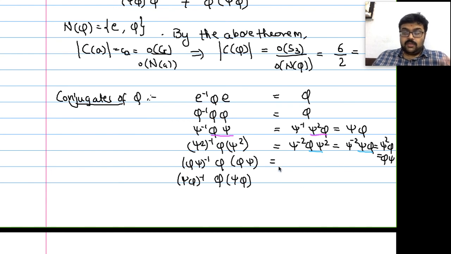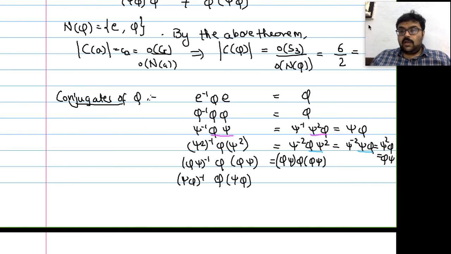So see those relations. Now, what is the inverse of phi psi? Phi psi is an element of order 2. So if it is an element of order 2, what is its inverse? X equal to X inverse. X square is identity multiplied by X inverse. So X equal to X inverse. So this is going to be phi psi and then phi and again phi psi.